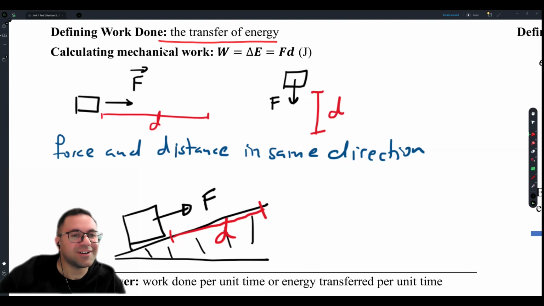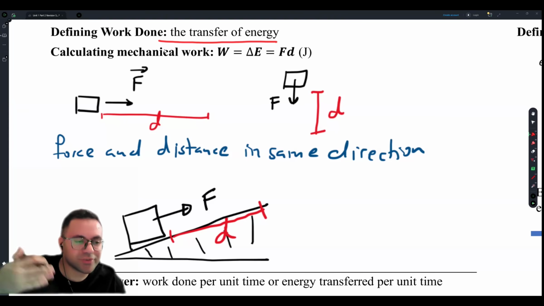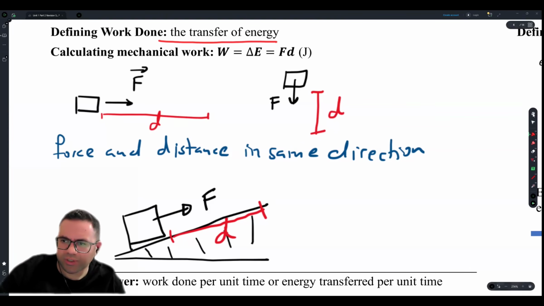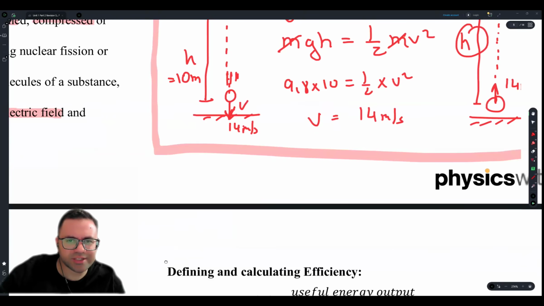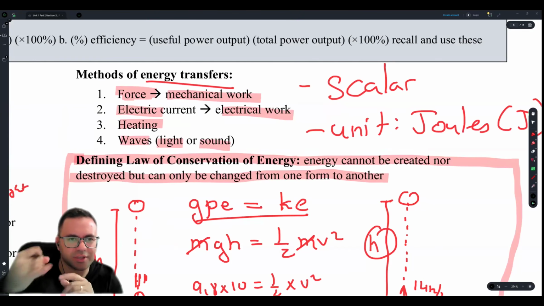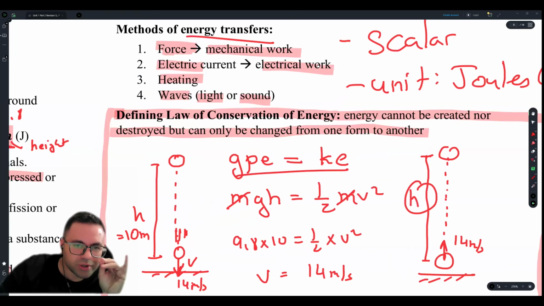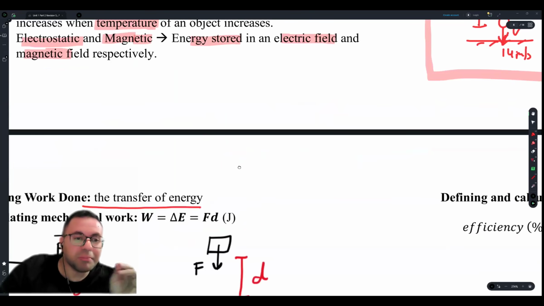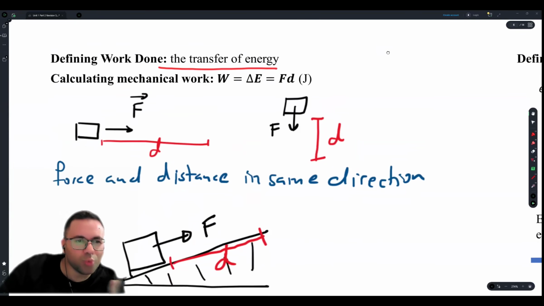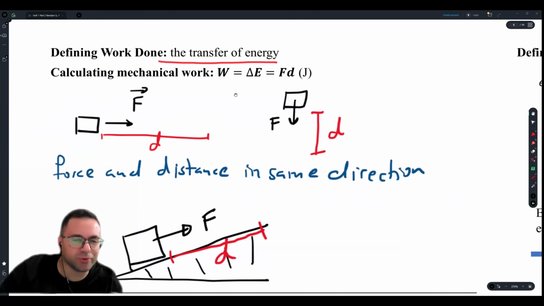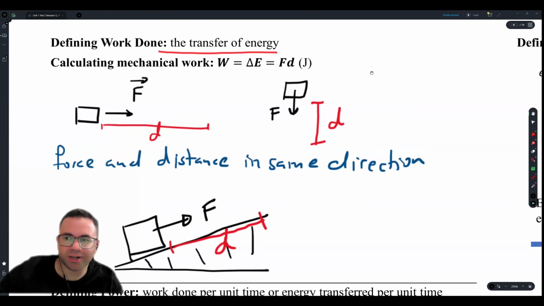Now, work is defined as the transfer of energy. You'll say, Mr., we already said you have 4 different transfers, like mechanical work and electric work, and heating is considered work. Yeah, I'm talking specifically about work as energy transferred by a force. So whenever I say the word work, assume that I mean by a force. What is the work done by a force? We calculate it using force times distance.